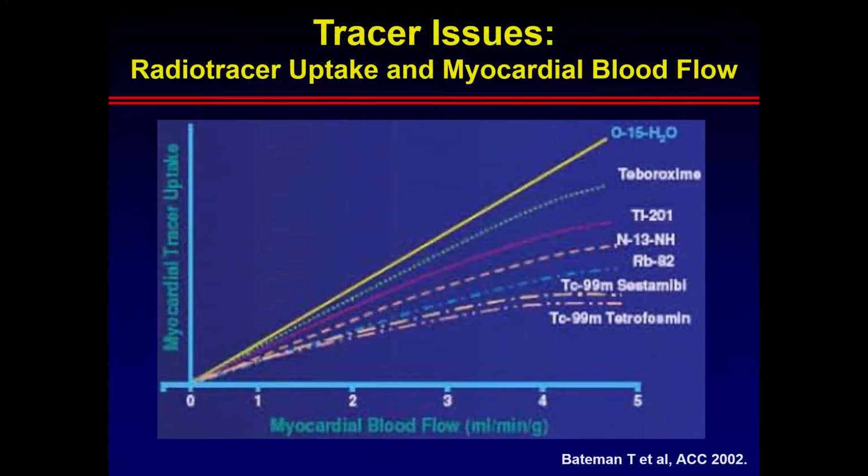Finally, I'd like to talk a little bit about tracers. Tracers are very important. This is looking at myocardial tracer uptake versus myocardial blood flow. You can see that O15 water is actually the only one that's linear. You can see that some of the SPECT tracers like thallium and technetium agents really have a lot of rollover at high flows, okay? And incidentally, rubidium also is no better than technetium, either technetium sestamibi or technetium tetrofosmin, in terms of rollover at high flows. And that rollover at high flows can actually reduce or eliminate a perfusion defect.